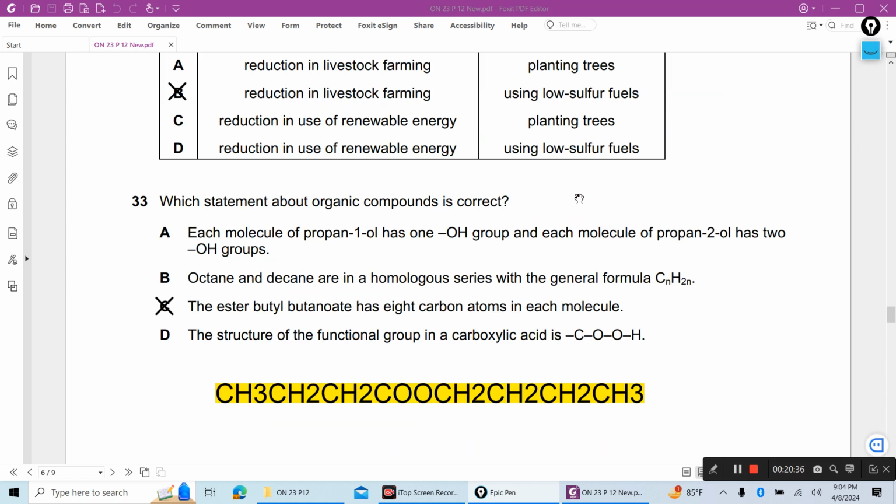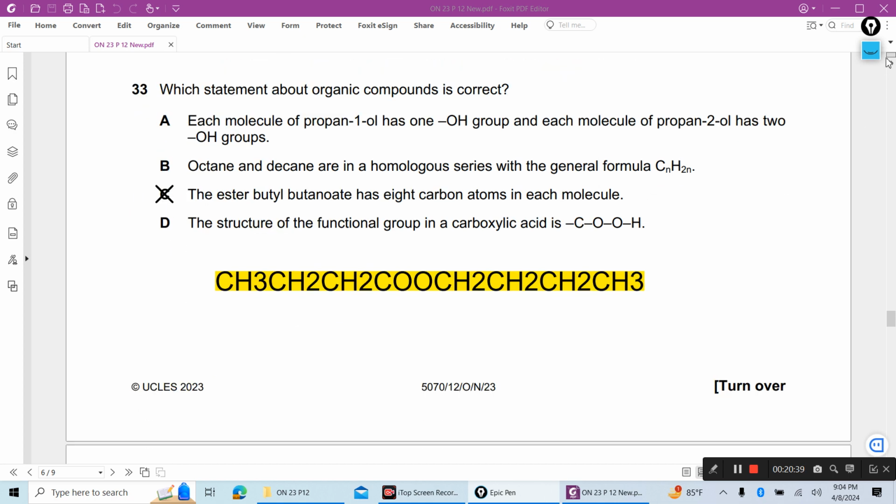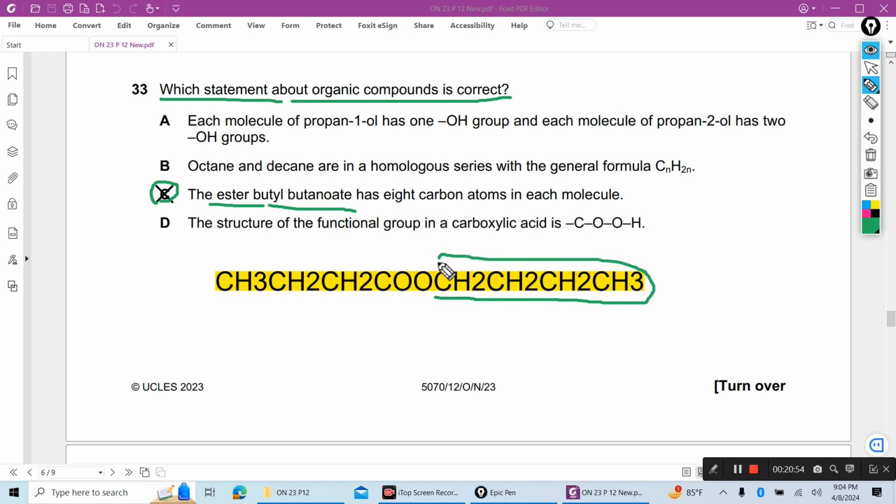Next, 33. Which statement about organic compounds is correct? C is the correct answer. Why? The ester butyl butanoate has the 4 carbon butyl and the 4 carbon alkanoate, butanoate. Butyl butanoate has 8 carbon atoms in every molecule, yes, 8 carbon.